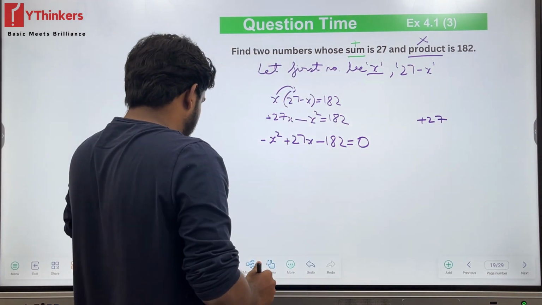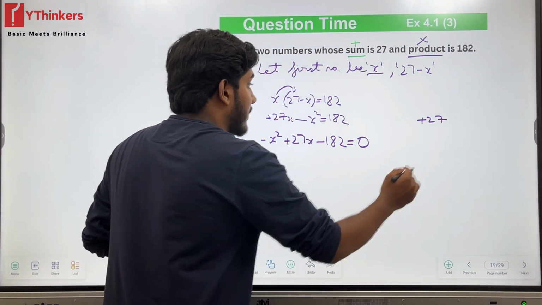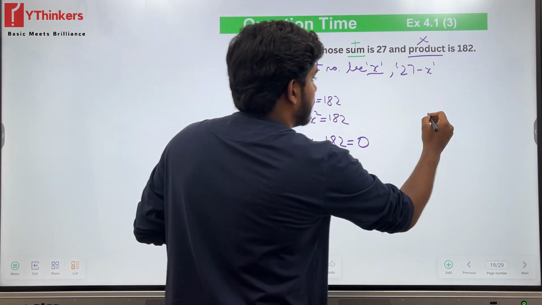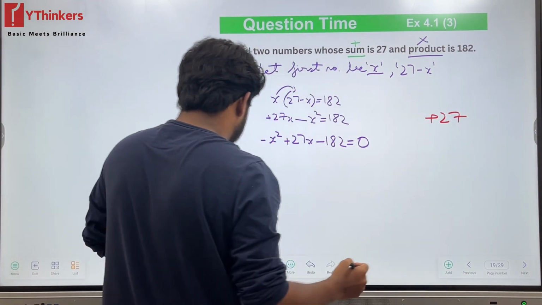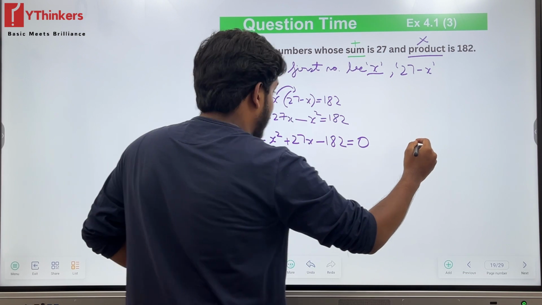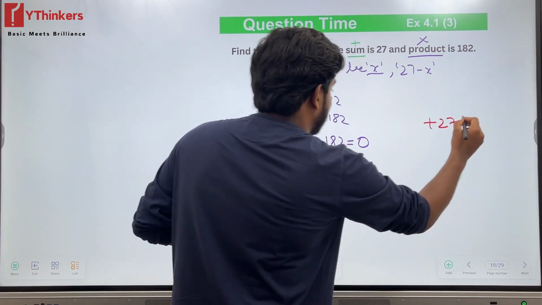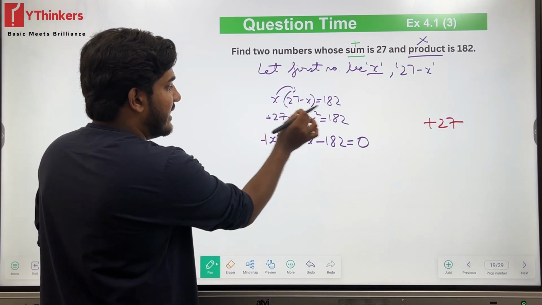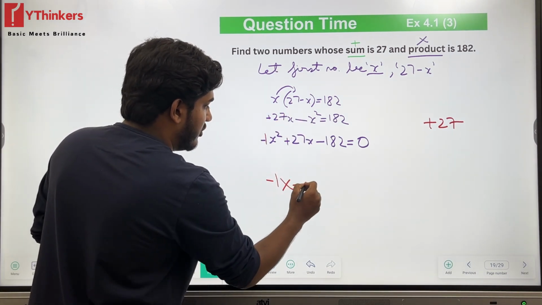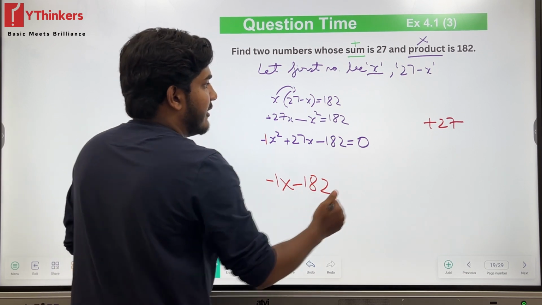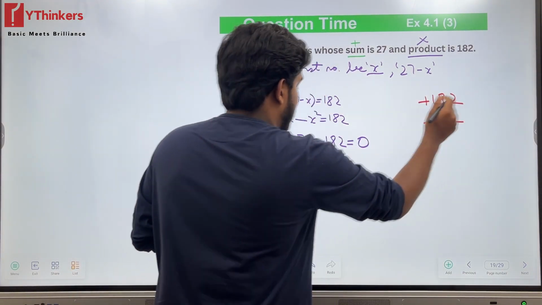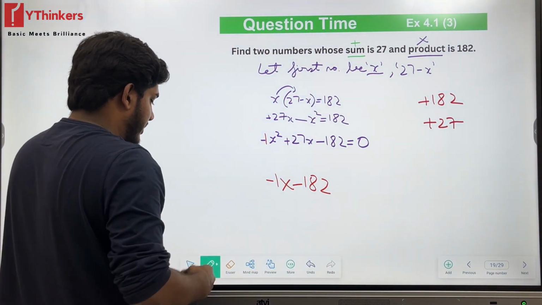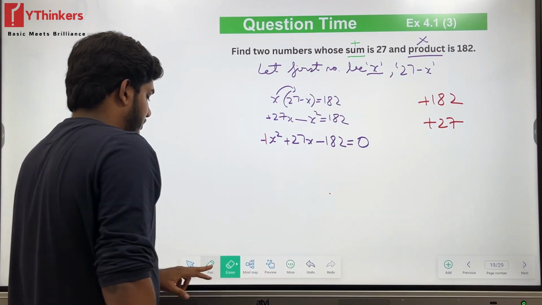Okay, I'll do one thing. I'll use a different color for factorization. So plus 27 is written just like that, and minus 1. This is actually minus 1 into minus 182. Minus 1 into minus 182 is nothing but plus 182, correct? Minus into minus is plus, and 1 into 182 is 182.